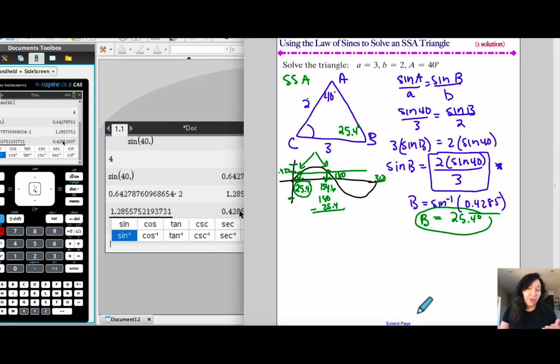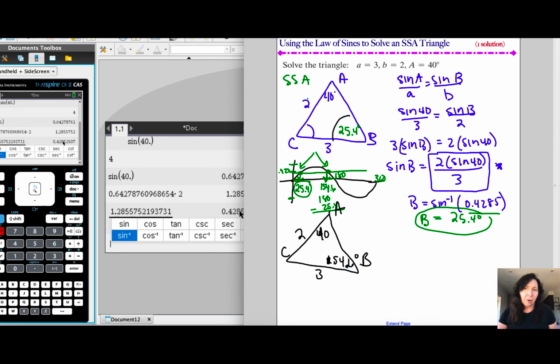What that means is that you need to draw another triangle that's exactly the same as the first one. Here's A, here's B, here's C. You had 2, you had 3, and you were also given this is 40 degrees. But instead of it being 25 like this one is, it's 154.6 degrees.